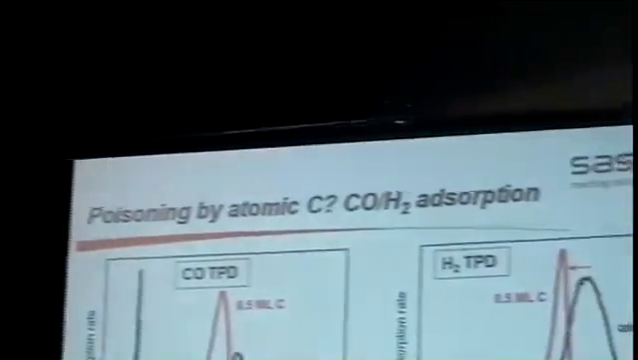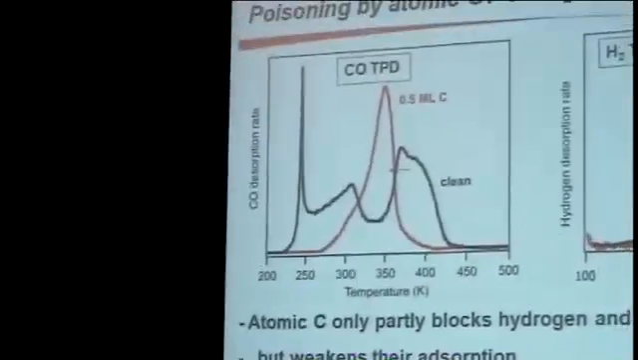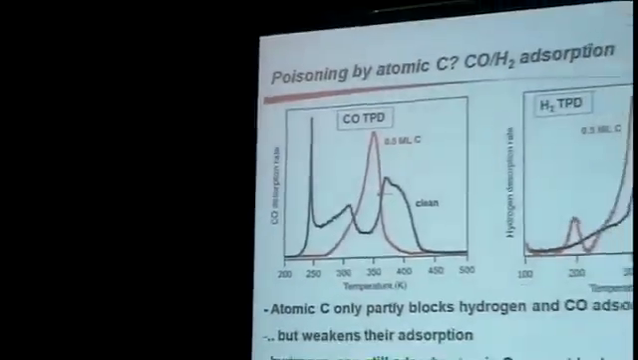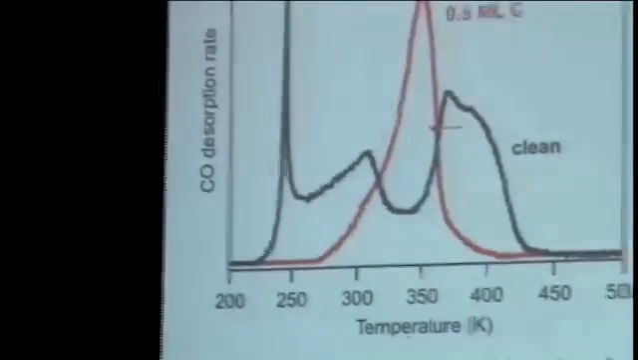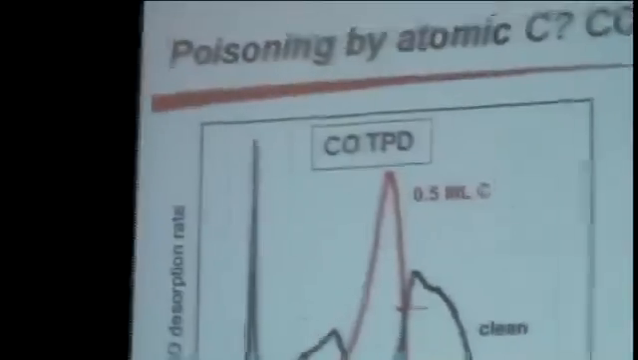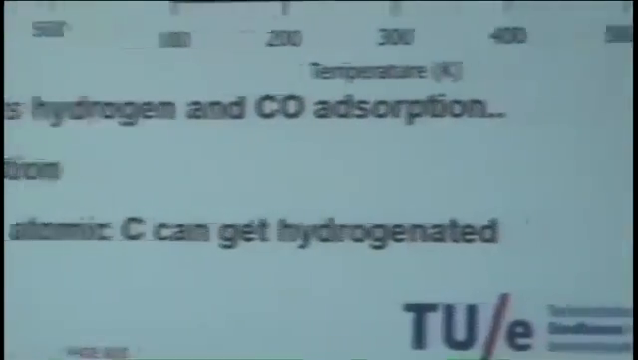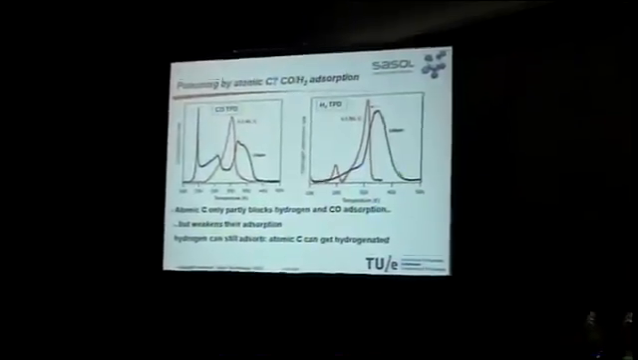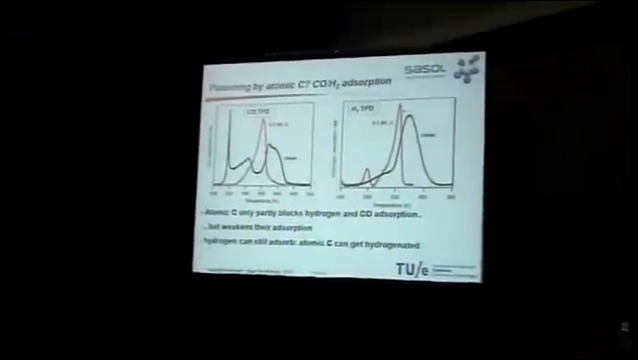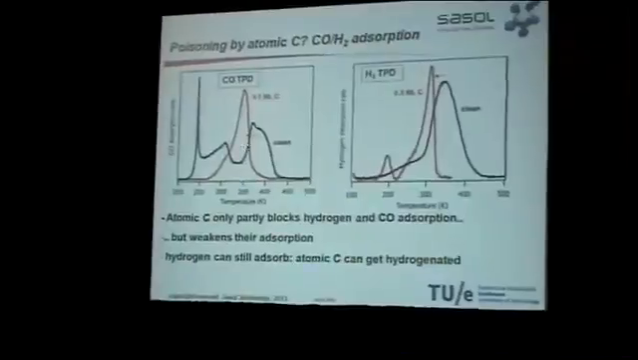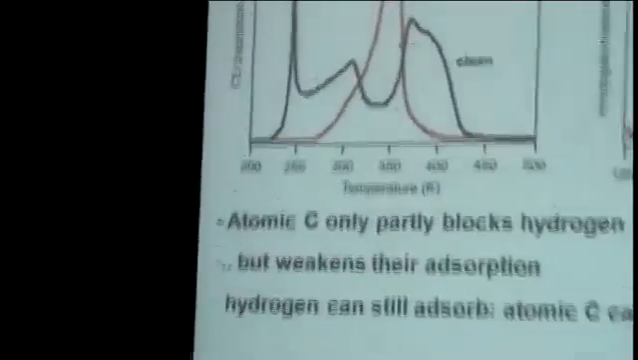So we did explore the effect that carbon can have during Fischer-Tropsch by using CO and hydrogen adsorption as probe molecules, and we do the thermal desorption, comparing the two extreme cases. One of them is the CO desorption and hydrogen desorption from a clean surface in black. The other one is the desorption spectra from a completely carbon-covered surface. And what you can see here is that the desorption peaks shift to lower temperature, so adsorption is weakened by the presence of atomic carbon.